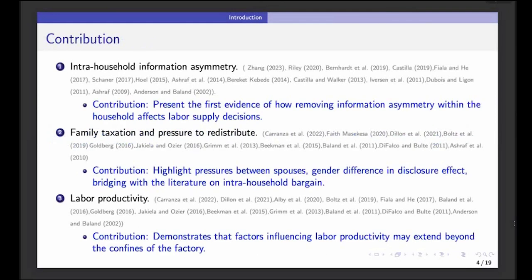This paper generally contributes to three strands of literature. One, as we already talked about, is information asymmetry within the household. We add to the literature by studying the labor supply decision. The second strand is the literature on the pressure to redistribute, or family taxation. This paper is innovative in its focus on the pressure between spouses, which is arguably more consistent, and it also looks at how the two genders react differently to the pressure to redistribute their income. Lastly, it adds to the overall labor productivity literature by looking at another avenue that could affect labor productivity outside the factory.